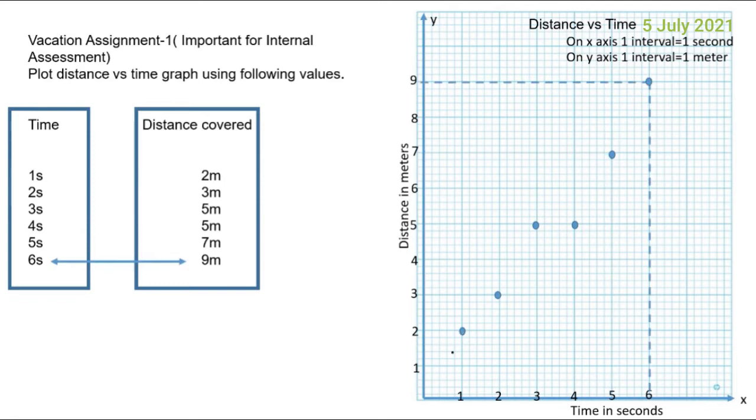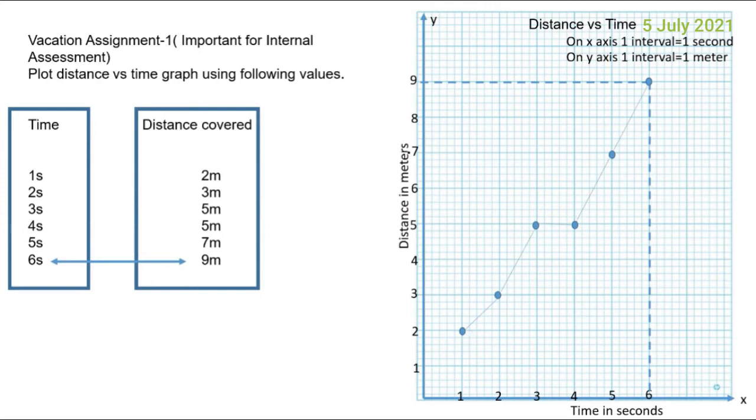If you can join the line, please remember our journey did not start from 0, right? It started from 1 second, remember. So at 1 second it was here. So please remember, we should not join this line. Okay, don't join these two lines. We have to start from here at 2 seconds. At 1 second it was 2 meters, and continue joining. You get the line this way. So this is our graph.